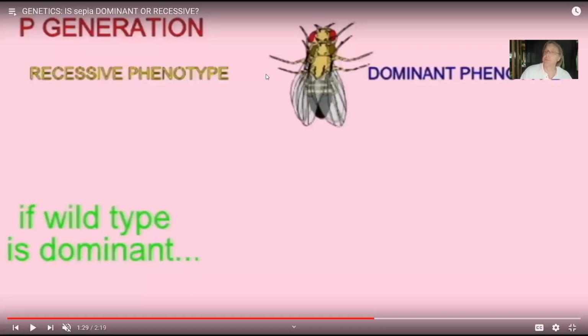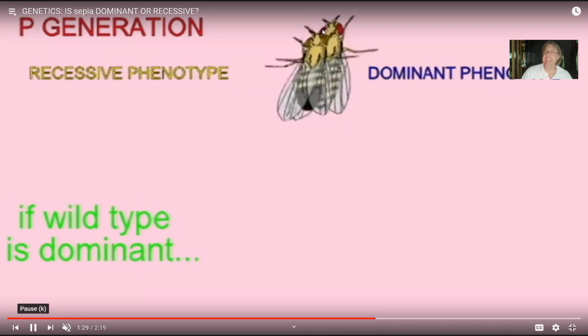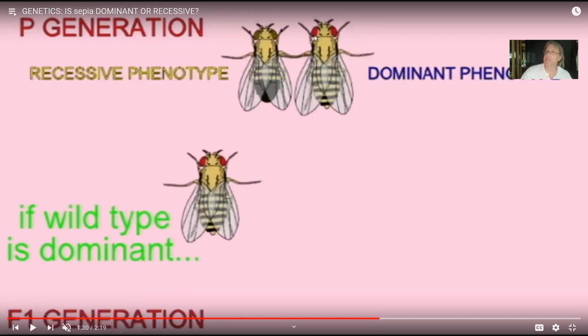This red-eyed fruit fly has the dominant phenotype because the mutation sepia is recessive. But is that fly homozygous for the dominant allele or heterozygous? We know it must have one because it has the dominant phenotype. But heterozygotes with only one dominant allele also have the same phenotype as homozygous dominant individuals.